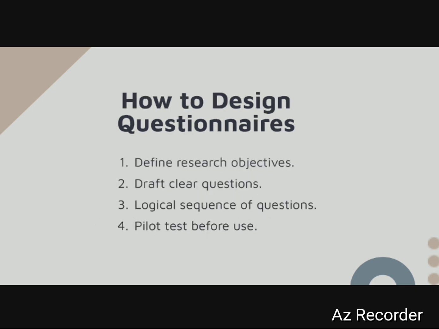So, how do you design an effective questionnaire? Designing an effective questionnaire requires careful planning. Firstly, define your research objectives. Be clear about what you want to achieve. Secondly, write clear and simple questions. Avoid technical terms that may confuse the respondents. Thirdly, arrange your questions logically. Start with easy, general questions and then move to specific ones. Finally, conduct a pilot test. This means sharing your questionnaire with a small group first to identify any problems before you launch it widely.